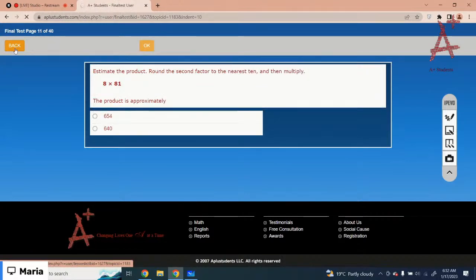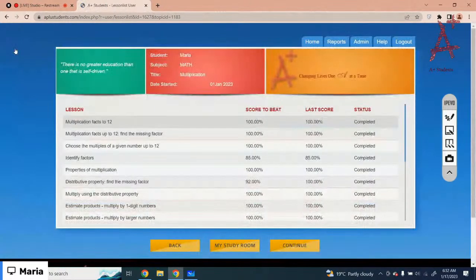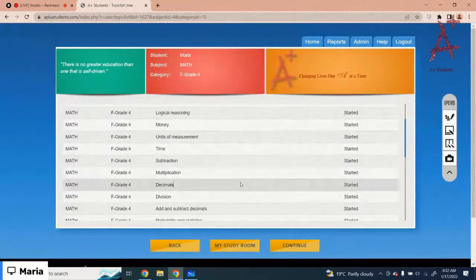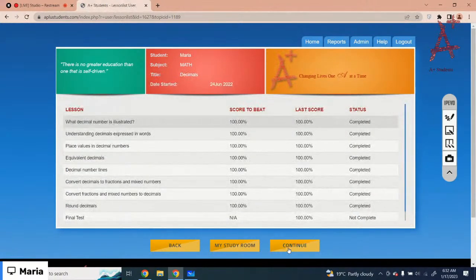We are done with the final test of the chapter multiplication. So we're going to start the new chapter, that is decimals. Let's start with the new chapter. Okay, here I'm on the new chapter decimals. Let's just start with the lesson. And the topic we're going to start with is what decimal number is illustrated.